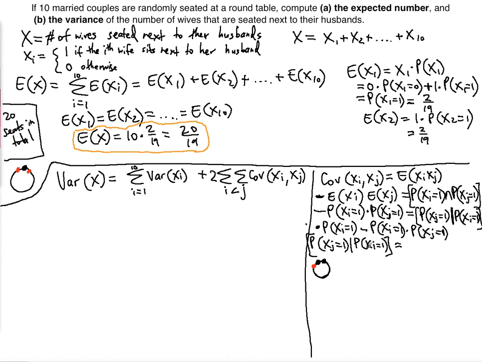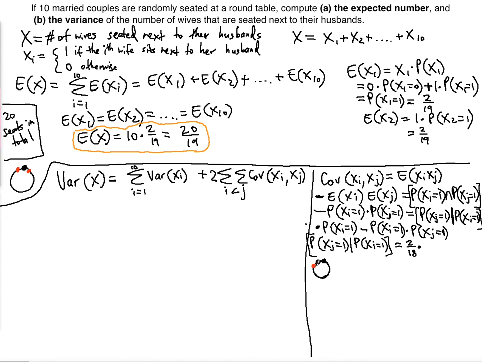So the chance that she's sitting next to the couple is going to be 2 out of the 18 seats available. Write that a little larger, 2/18. And we will multiply that by the probability that the jth husband is sitting next to his jth wife. Right? Because this is the probability that we have to find given that the ith wife is sitting next to her husband.